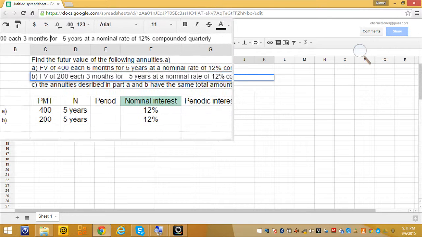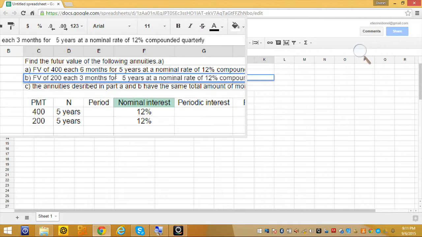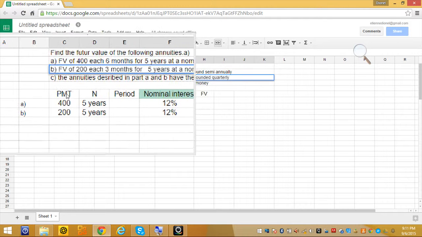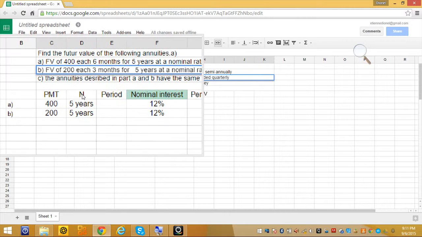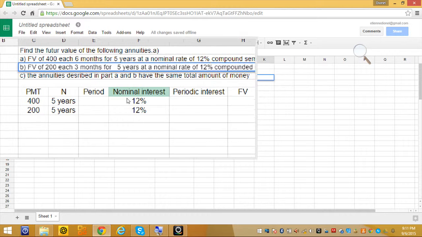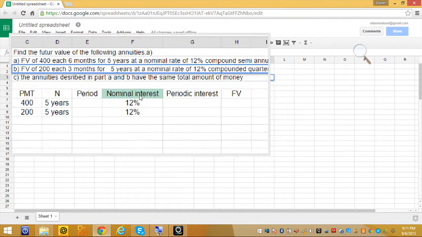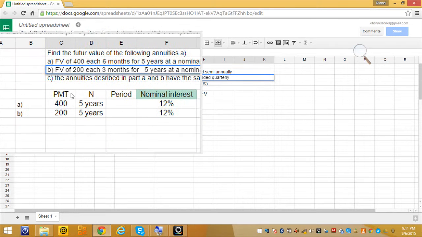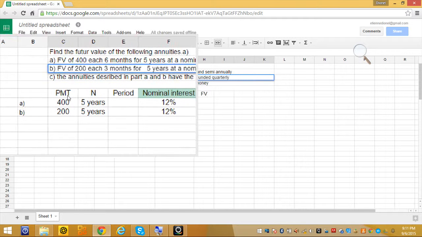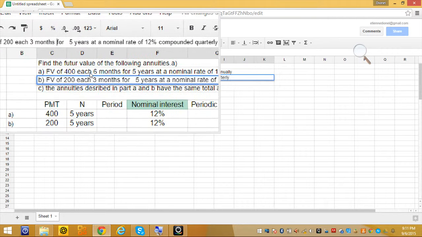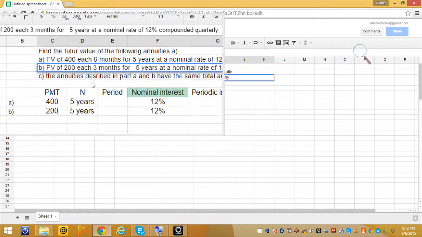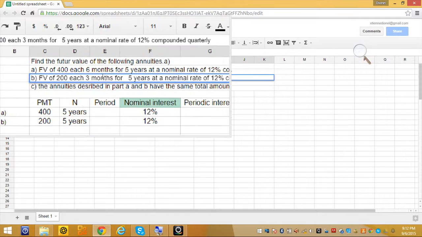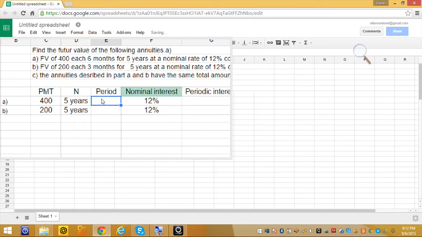So basically, the idea is to find the future value. Let's resolve the first one. So the payment is 400 and the number of years is 5 years. At a nominal rate of 12%, and then we would like to find the future value. So the payment is 400 each 6 months, which means for 5 years, the number of periods is going to be what?